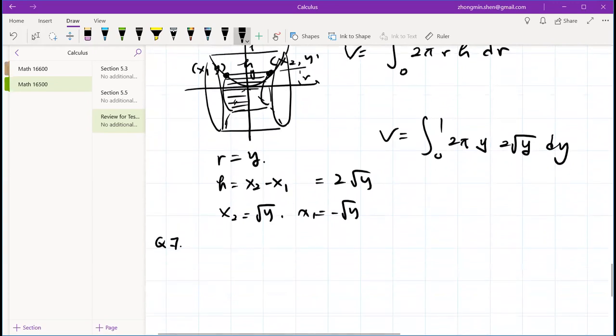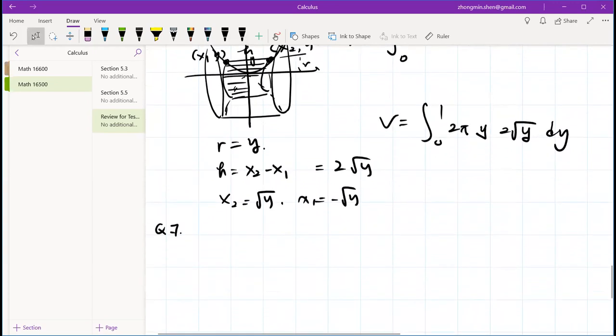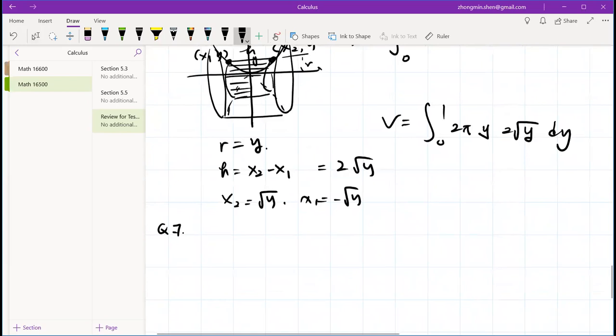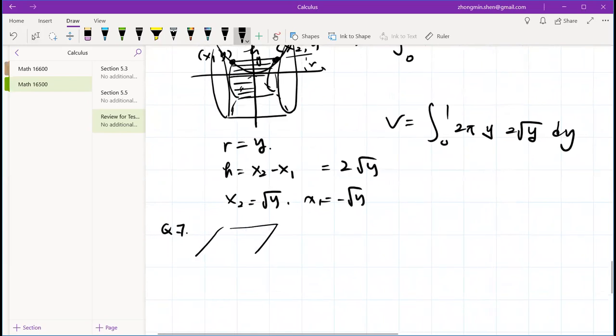Number 7. A rectangular tank with a square base and open top has a volume of 32 cubic units. Find the dimensions that will minimize the surface area, including the bottom. Okay. So you draw the box. This side is the open top.